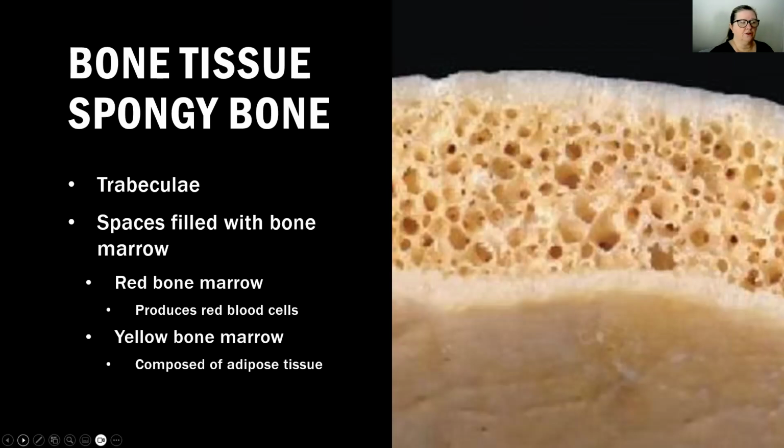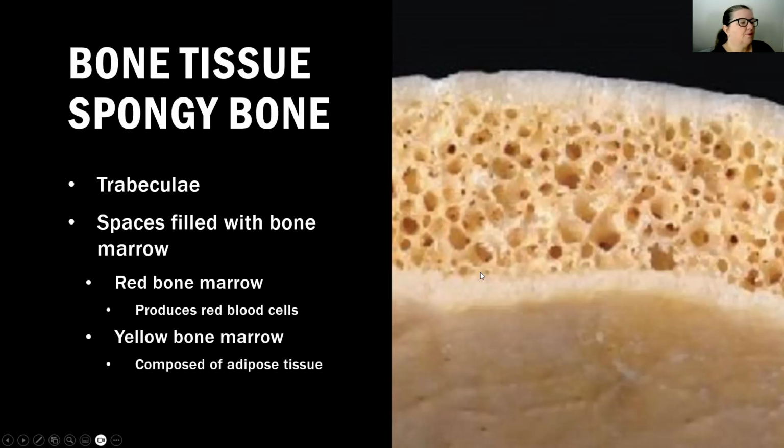Spongy bone, on the other hand, literally looks like that. It's spongy. It's got spaces. It is very helpful in lessening the weight of our bones, right? If all our bones were solid, compact bone, our skeleton would be so heavy, it would be really difficult to move. So a good portion of each bone is made of spongy bone, surrounded, of course, by compact bone for the strength and the toughness.